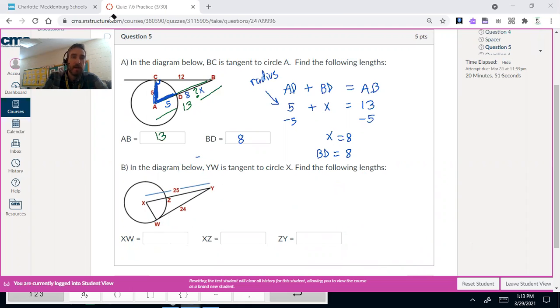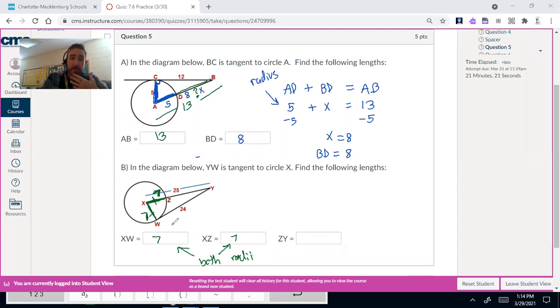So we know that this is now 7. We know XW is 7. We want to know XZ. And again, XZ and XW, these are both a radius of the circle. All radii have the same length. So those are both going to be 7. These are both a radius. Radii.